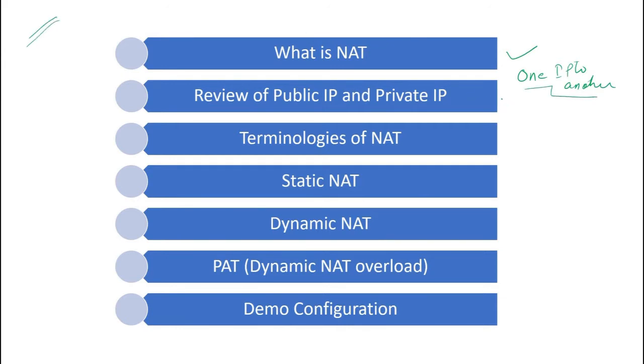I will just recap public IP and private IP. Then we will have a look at the terminologies of NAT, like inside global, inside local, outside global, and outside local. Then we will have terminologies like static NAT, dynamic NAT, and PAT, and after that we will have a look at the lab, how the configuration is actually done on the actual routers.